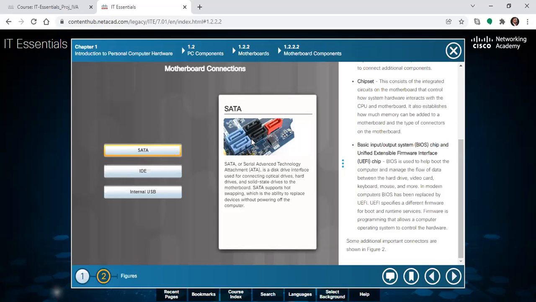So the work of SATA is to bring communication between the motherboard, the CPU, and the hard drive. Now, don't forget that the motherboard, the word mother, is the mother of all the boards. It keeps all the communication between all the components in the computer system. And that is why it's called the main board or motherboard.